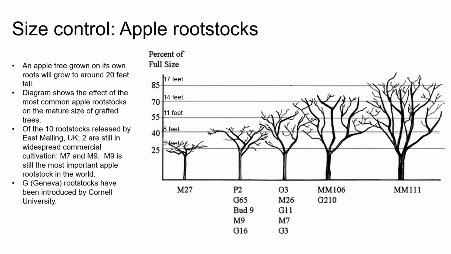Several apple rootstocks have been developed at Cornell University, and they're included in the diagram here. They have the designation G, which stands for Geneva. As you can see from this diagram, M9, which is here, limits the size of an apple tree to around 8 feet tall.